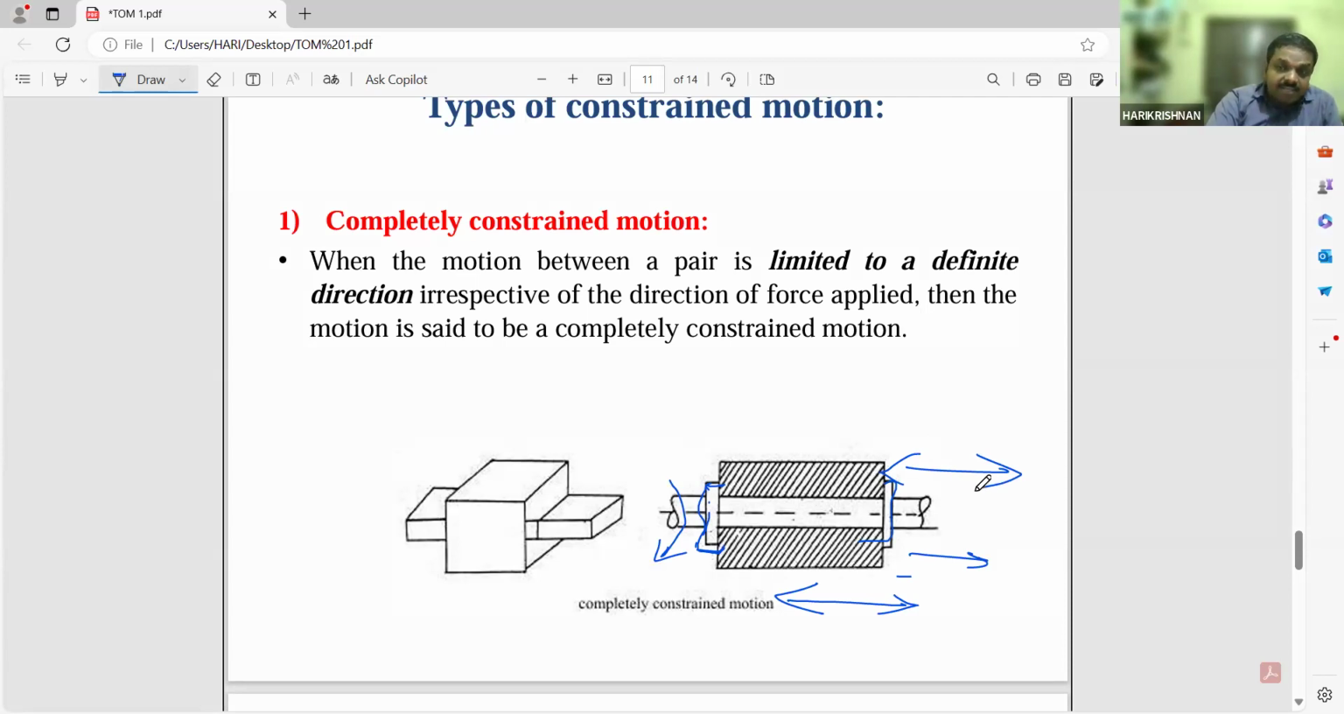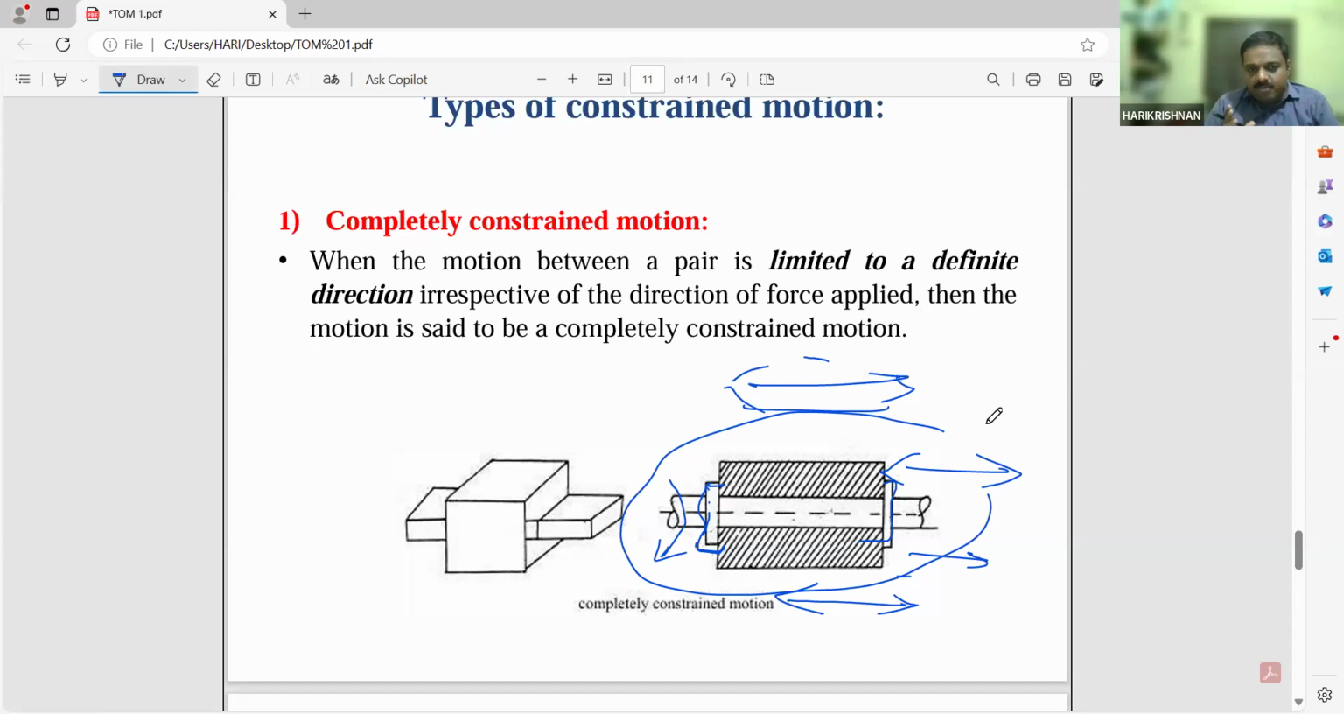In whatever way we apply the force, the only effect of this mechanism is that it will reciprocate inside the bar. It will not rotate. So we have stopped the rotation of the motion. So this is known as completely constrained motion. I think the concept is clear, what I mean by completely constrained motion.